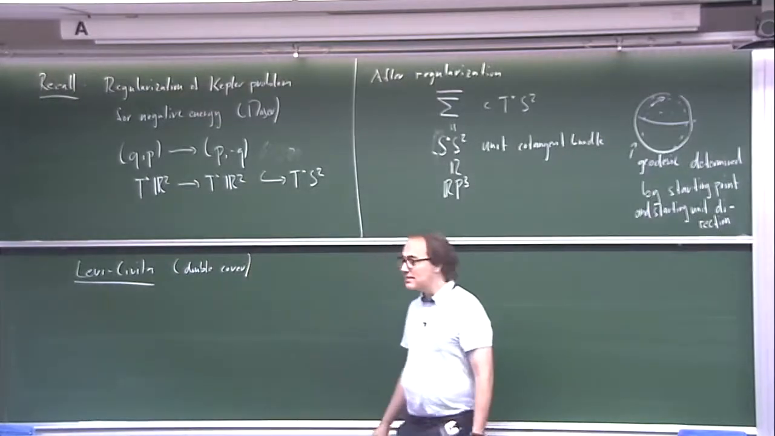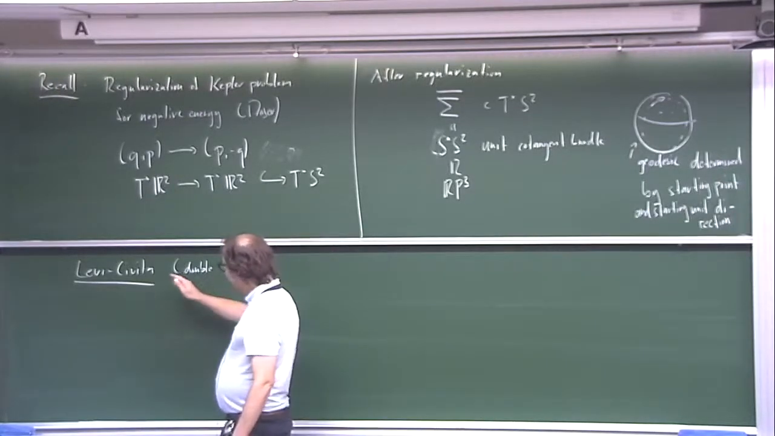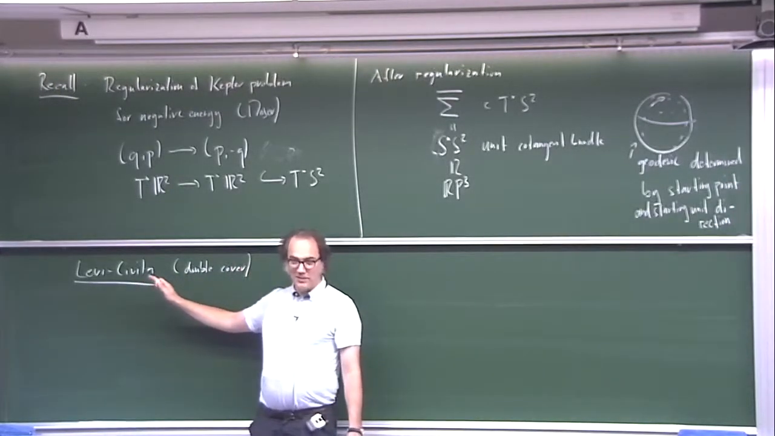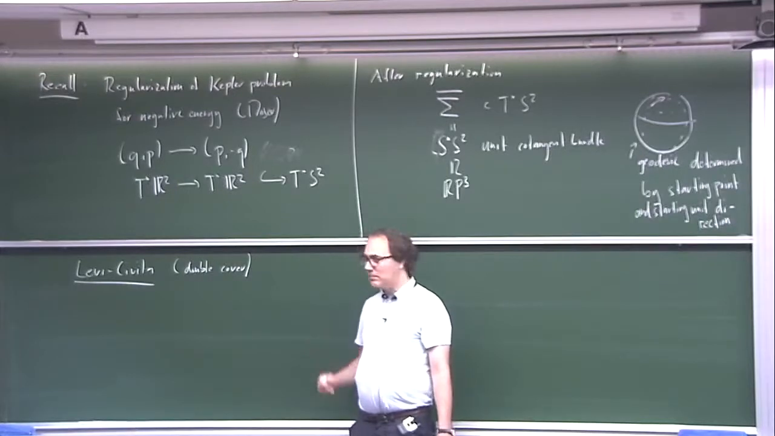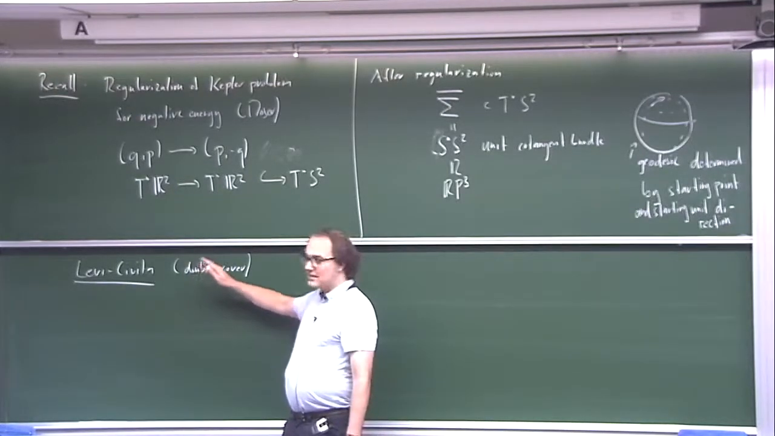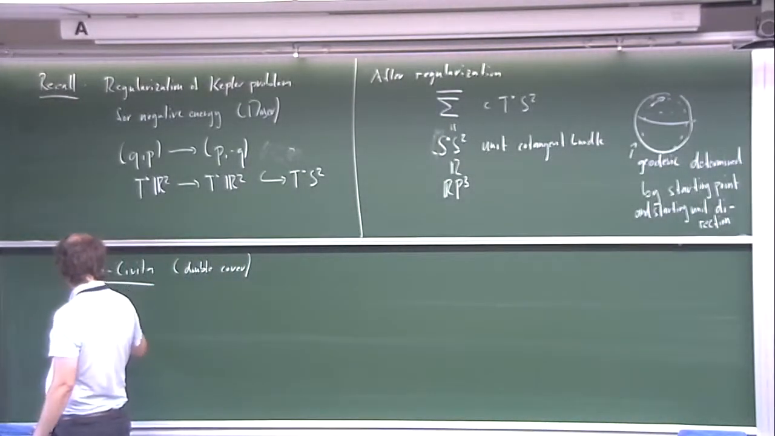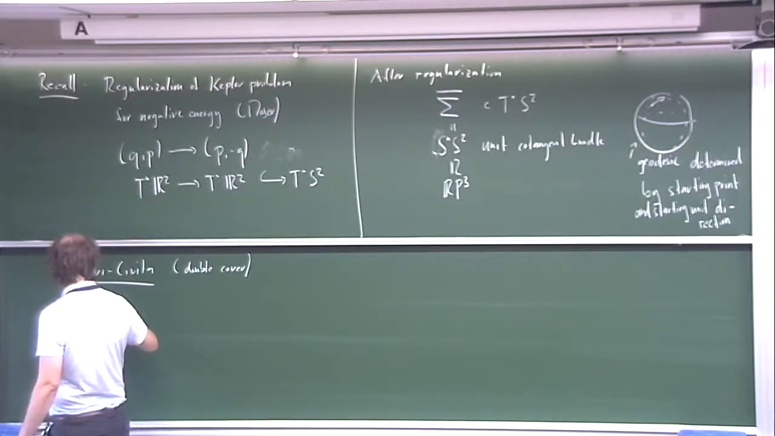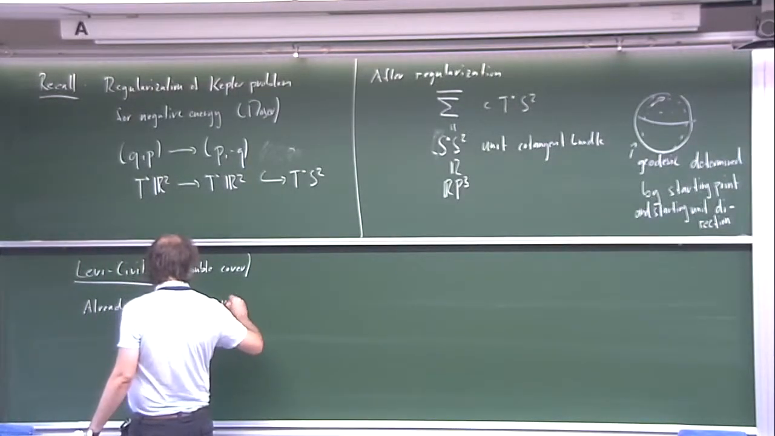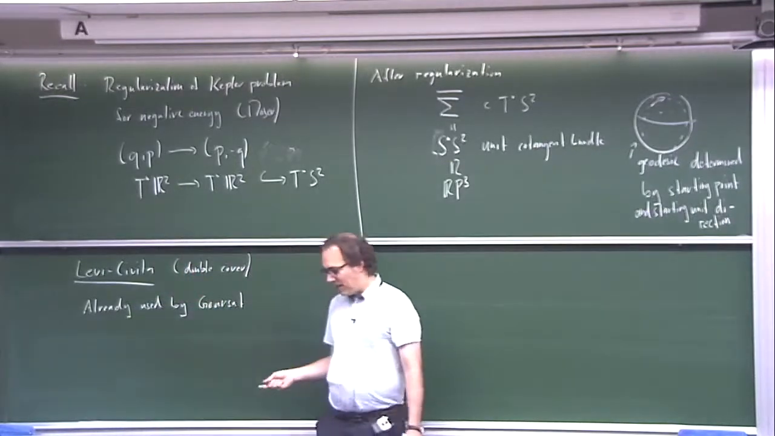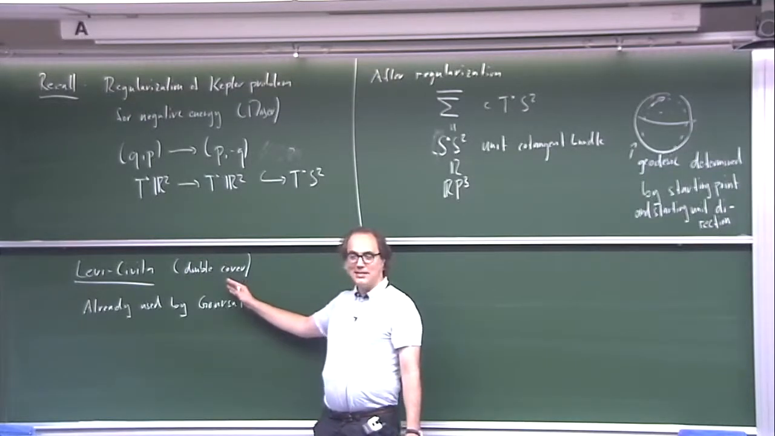But actually, Levi-Civita is older. It was even used before Levi-Civita. So I think this was figured out by Jean Sinéad, one of his people in his group, that you can already find this regularization in a paper by Gourzon in the 19th century. So it's already used by Gourzon. And if you go back even more, then you can find it basically already in the work of Newton.